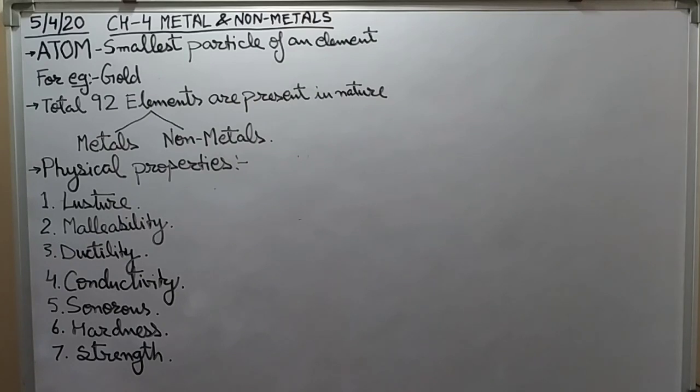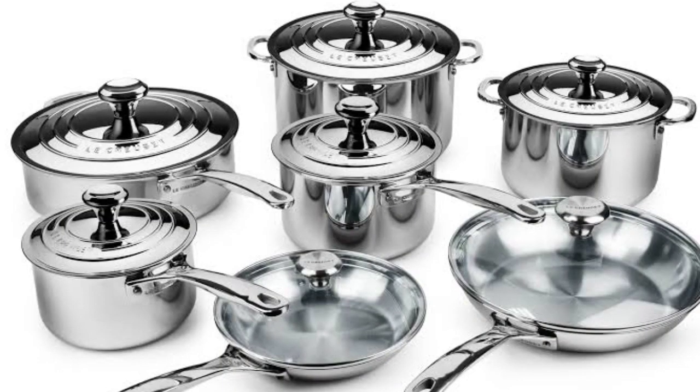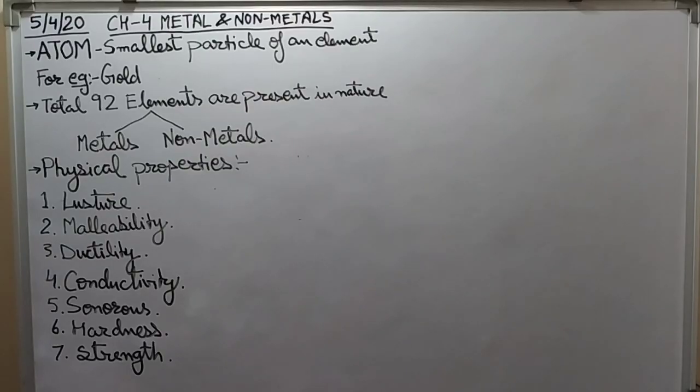Now the fourth property is the conductivity. As we already know and we have already learned in the previous classes, all the metals are good conductor of heat and electricity. Especially the silver and gold are the best conductor of electricity. And all the utensils of copper, aluminum and steel are used in your kitchen for cooking the food. Why? Because they are good conductors of heat, right? Now, non-metals are poor conductor of heat and electricity.